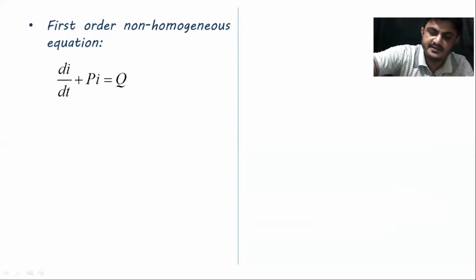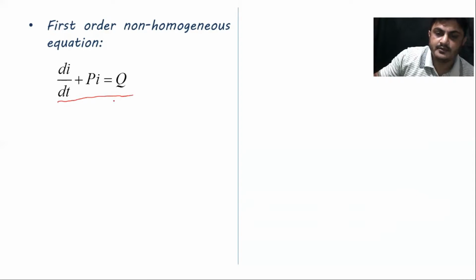Let us say we have one equation, di by dt plus pi equal to q. But remember, right now we are considering i, but it is not necessary that every time you have this variable. Maybe instead of i you have v. So this is also applicable for that case. It means that if I have the equation dv by dt plus pv equal to q, then also you can apply all these steps.